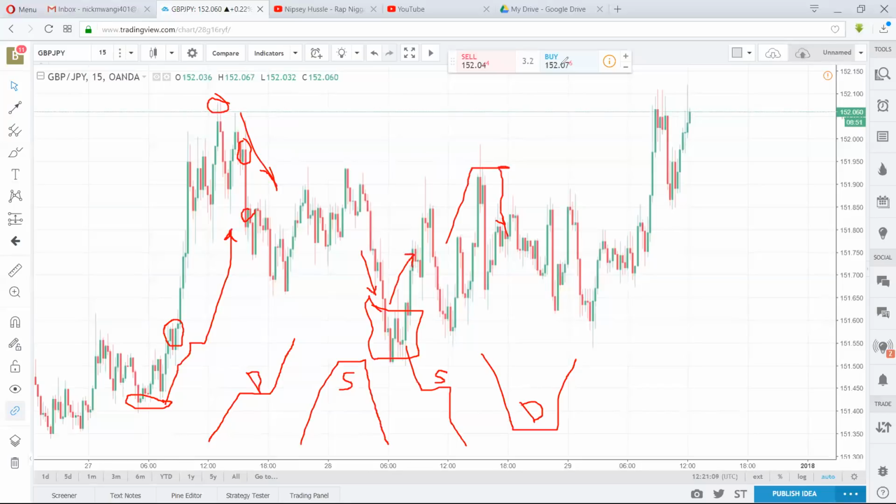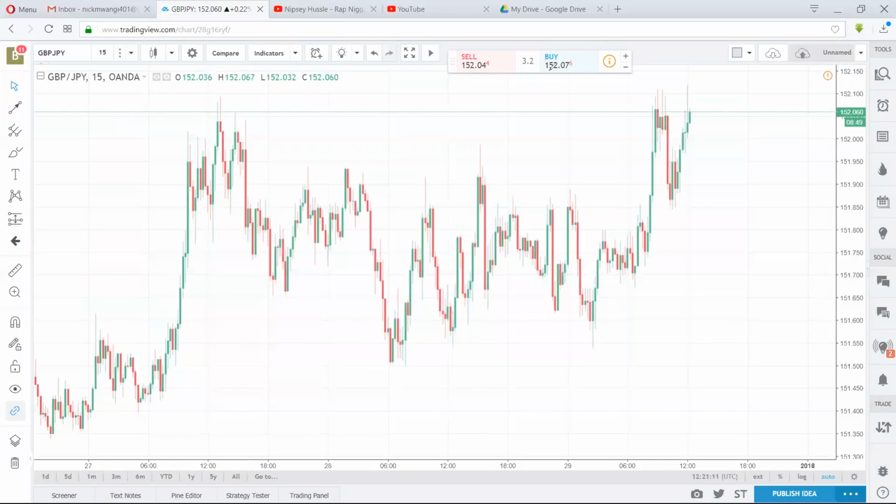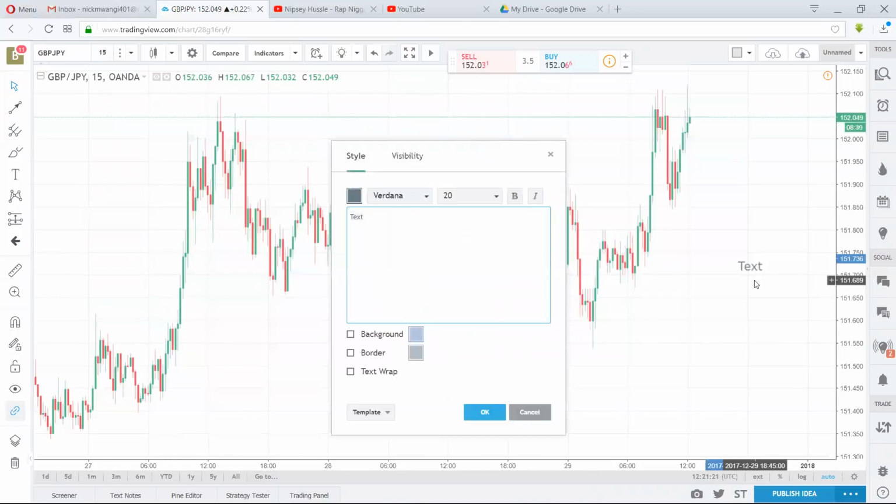Let me clear the drawings now. So okay, fine. So we know all the market structures, and let me write them down because they'll come in handy. So there's the continuation. In the continuation patterns, there's a rally base rally and the drop base drop.